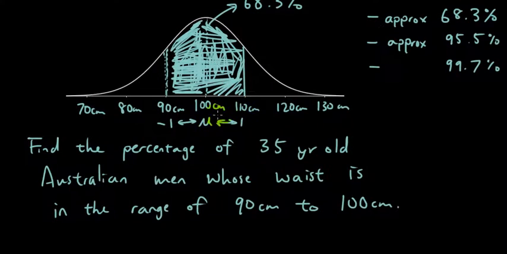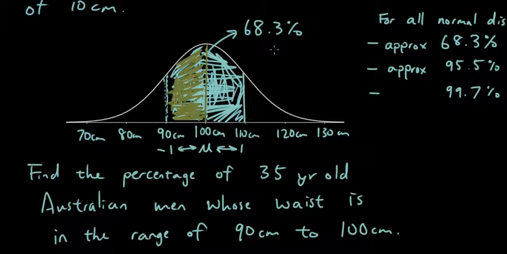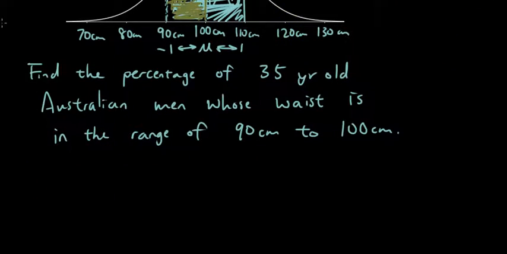So what is the question? The question is between 90 centimeters to 100 centimeters. So that's the bit in yellow. So I'll do that again, but in a yellow color. So this little bit, right? What is the area? What is the percentage of that? So the percentage is going to be 68.3 divided by 2, which is 34.15%.